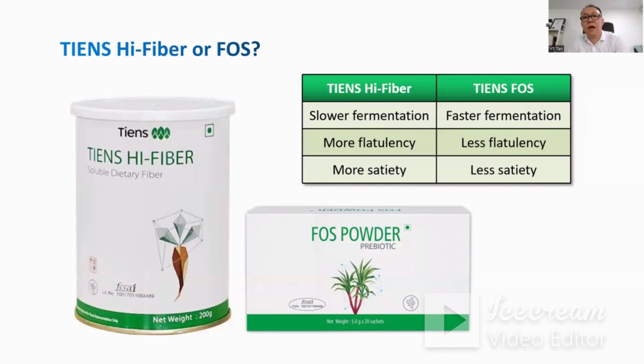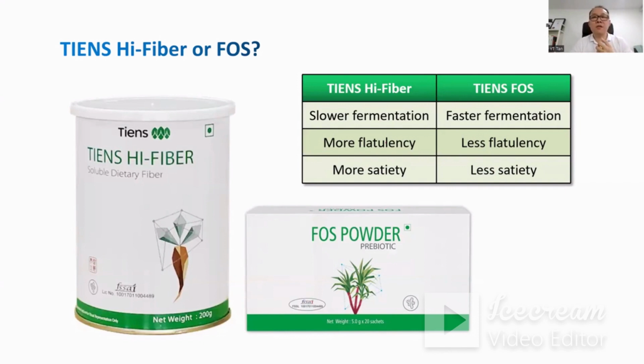The high fiber has slower fermentation, and FOS has faster fermentation because of the change of molecule. Remember, FOS is fructooligosaccharide, so oligosaccharide means they have a shorter molecule chain, and the high fiber inulin has a longer molecule chain. So high fiber inulin is slower fermentation, and FOS is faster fermentation. Slower fermentation means it can stay longer in the body. Faster fermentation means you can use it faster.